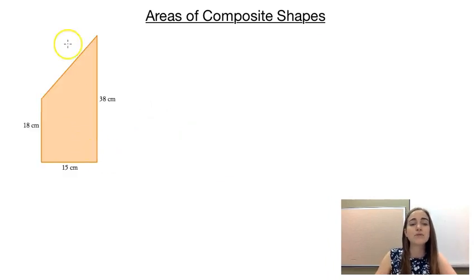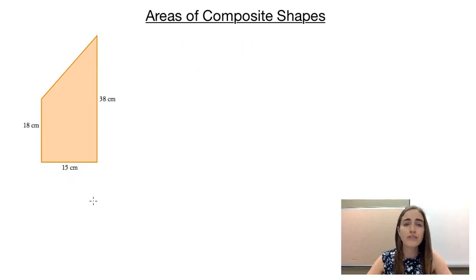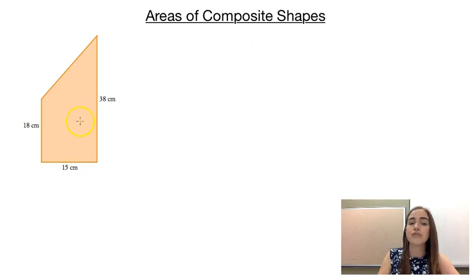For our second example, we've got this shape here. Now this shape is a trapezium, and later on we will have a look at finding the area of a trapezium using a particular formula, but for now I want to treat this as a composite shape. So I want to break this into a rectangle and a triangle. So this is my first method of doing it.